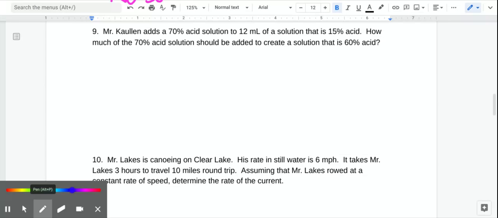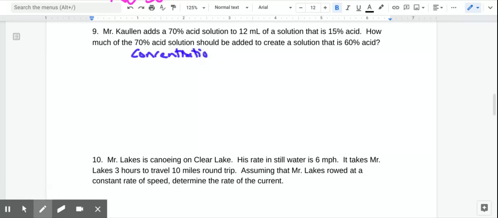Okay, so when we're doing these solution problems, we have to do the concentration by the amount. Okay, so I'll jot that down. Concentration times the amount. So let's go one by one.